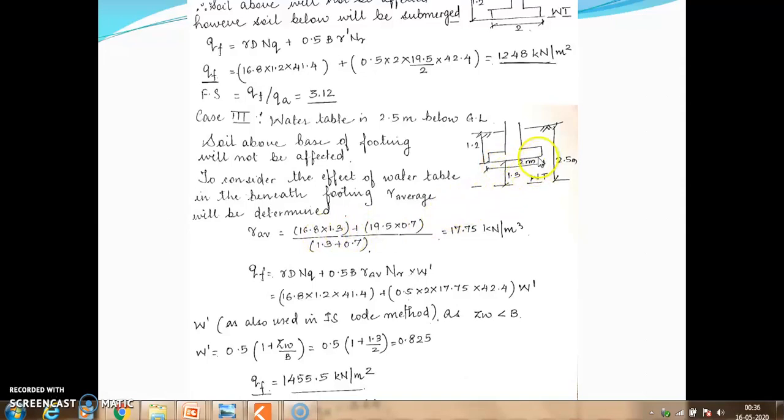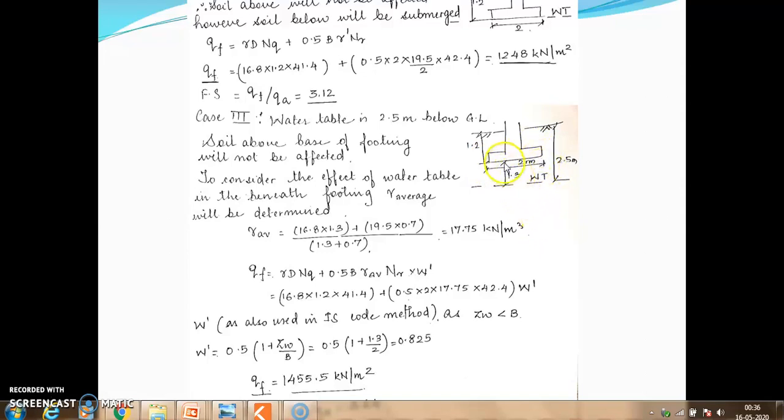Now, consider a depth of 2 meters below. When we were discussing the first case, I told you, if the water table is present at a depth D plus B, so you consider B below the foundation depth, that is 2 meters. Till that much depth, if the water table is present, then it's going to affect my equation. If it's anything deeper than that, then the presence of the water table doesn't matter.